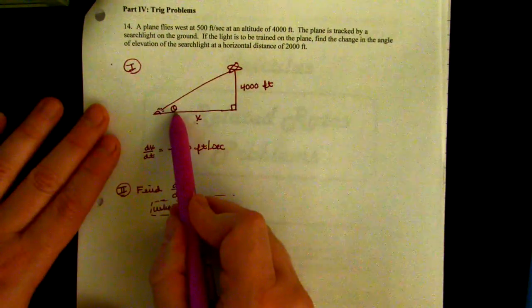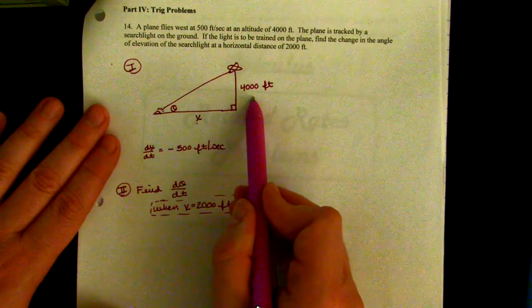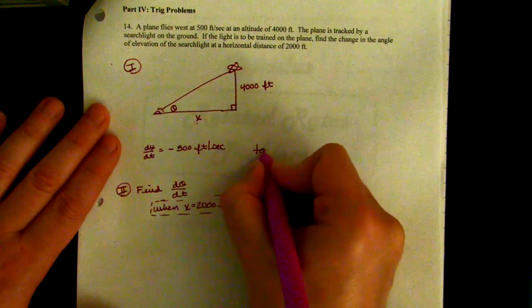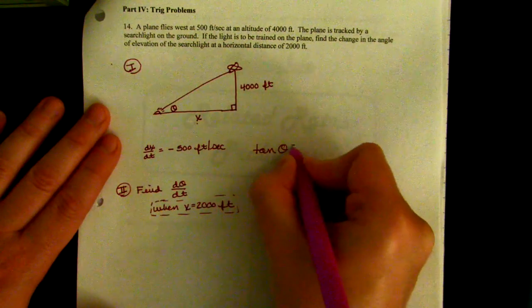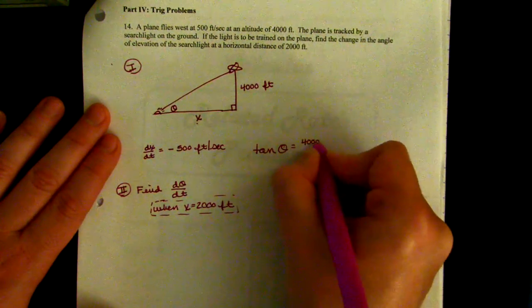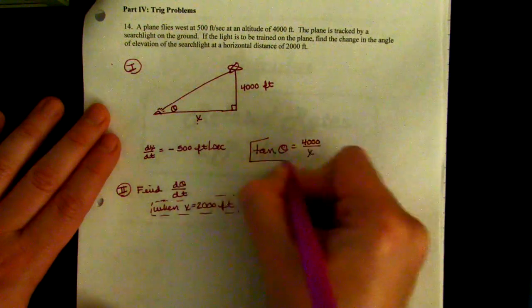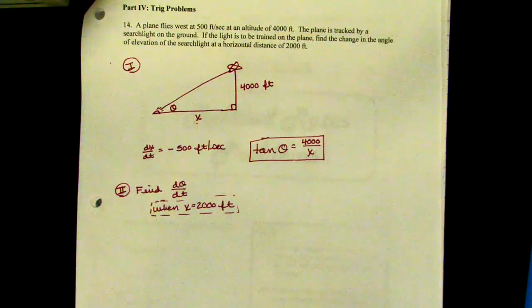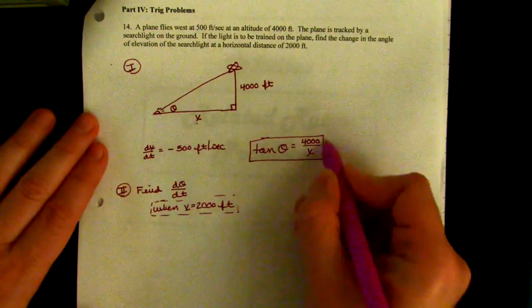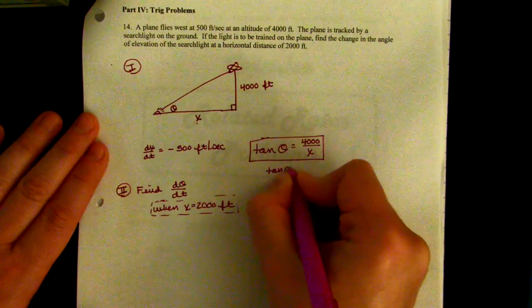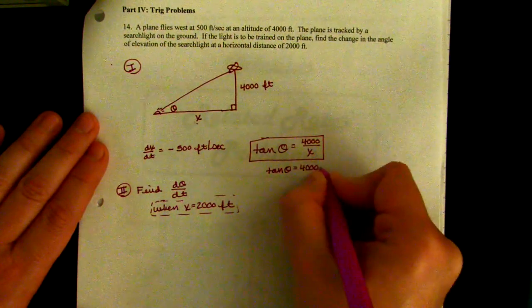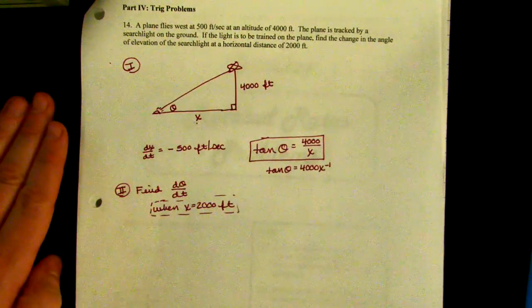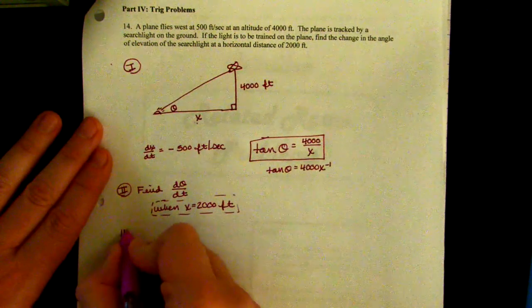I can say that the tangent of theta equals 4,000 over x. That's going to be the formula that I work with, relating a side that's not changing with a side that is changing. Okay, well, before we move on, this is actually going to be a little bit easier if I write it as the tangent of theta equals 4,000 x to the negative 1, so then I wouldn't have to use quotient rule. I'm going to go and do my derivative.